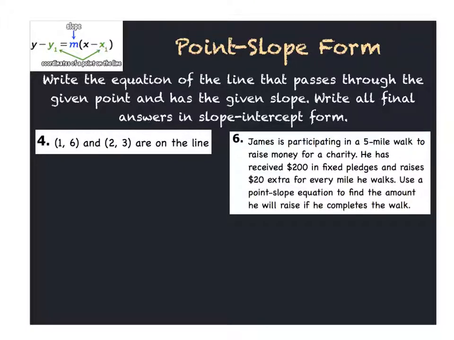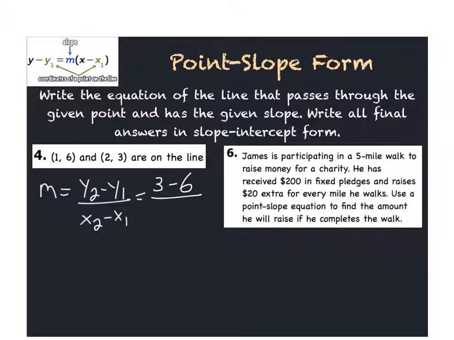So because we're given 2 points, we already have a point, and we can easily find a slope. Remember, slope is y2 minus y1 over x2 minus x1. So we could just fill in this information and figure out our slope. This is going to be 3 minus 6 over 2 minus 1, which would give us our slope, and that would just be negative 3 over 1, or negative 3. Our slope is negative 3.